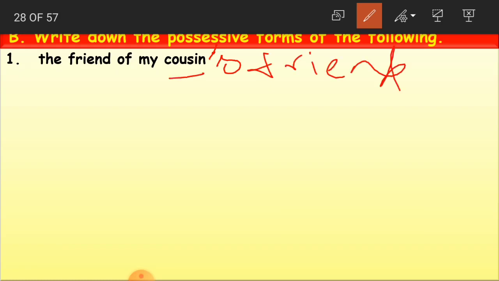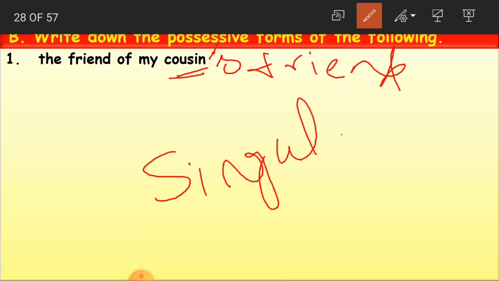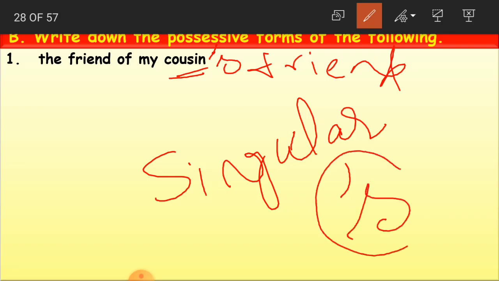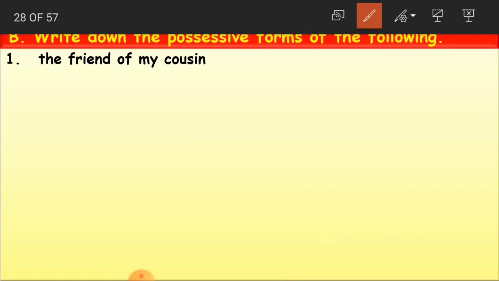Because cousin is in singular form. So if the noun is in singular form, then what do we have to do? We have to add an apostrophe after the noun and then we have to add s. Like this you have to show the possession. This becomes our possessive form. My cousin's friend. Okay, clear, children? Now we'll do one more again.